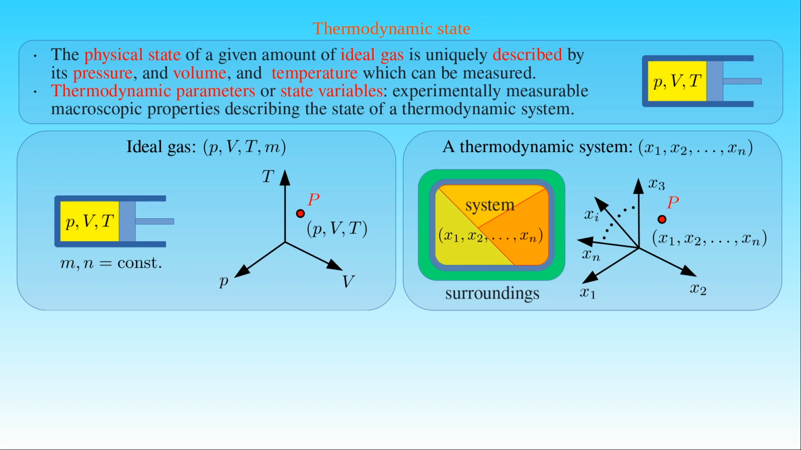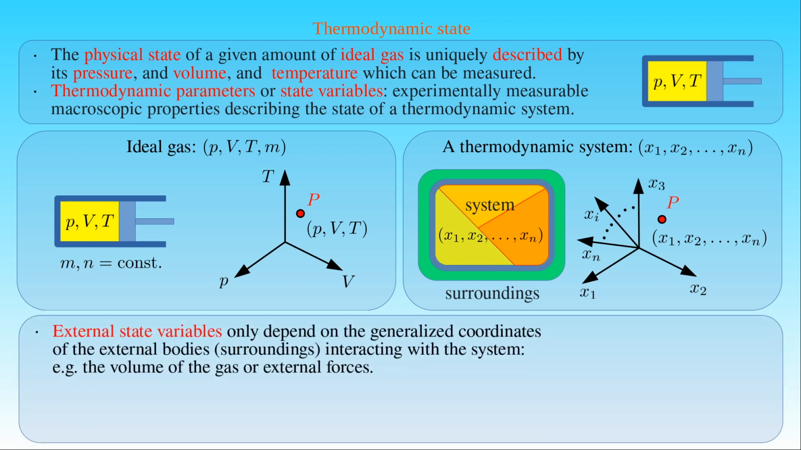If we classify the state variables of a system based on their relationship with the surroundings, we can talk about external and internal state variables. External state variables only depend on the generalized coordinates of external bodies interacting with the system which belong to the surroundings. For example, the volume V of a gas in a closed space is an external state variable, determined by the geometric configuration of its boundary in the surroundings. Similarly, any external force acting on the system, like the force F holding the piston at a fixed position or moving it, or the gravity acting on the gas in the container, is also an external state variable.